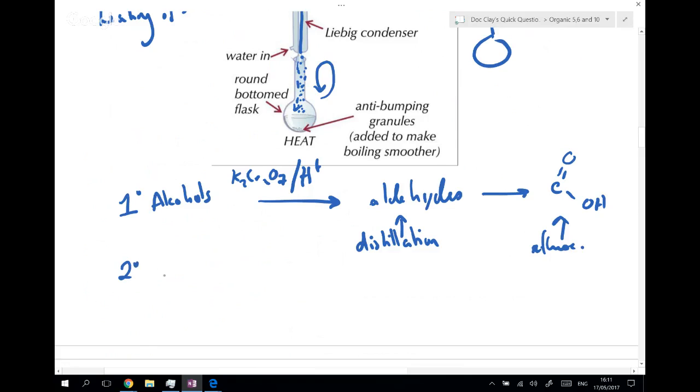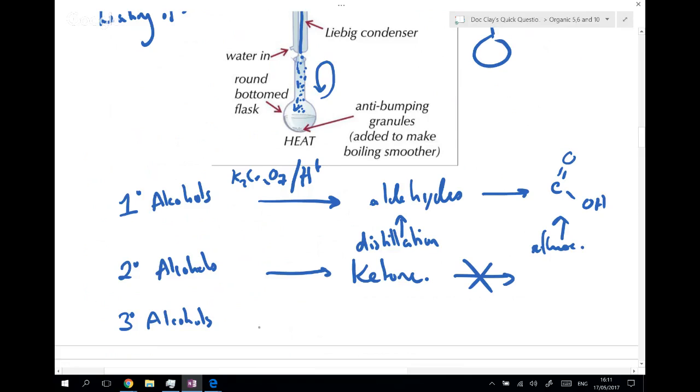The secondary alcohols, hopefully you're aware. If you're not, this is good revision. They will react to form a ketone, and they will not go on and react to form a carboxylic acid. And our tertiary alcohols do not undergo any oxidation whatsoever.